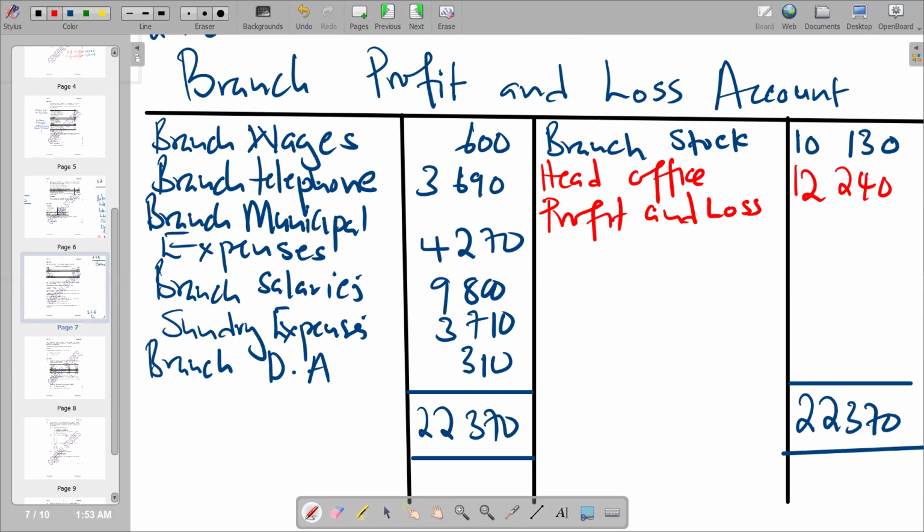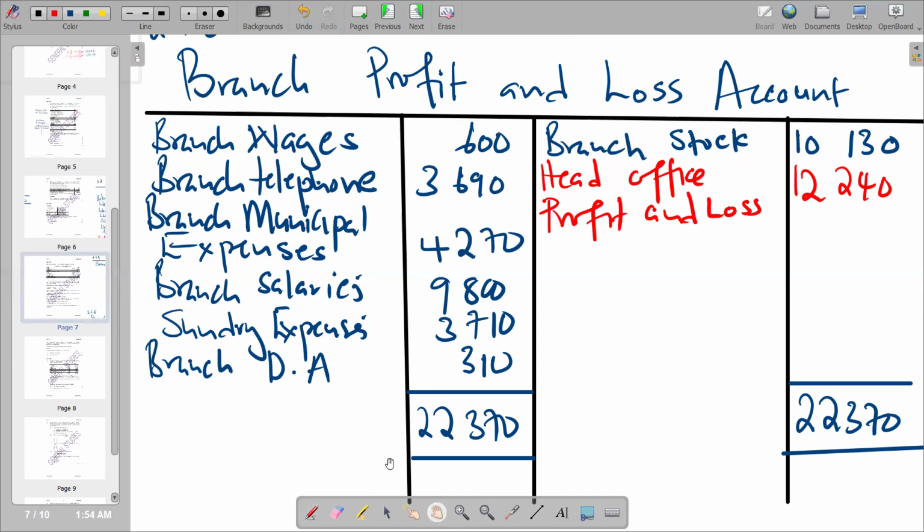Remember, the profit and loss does not have to have a balance CD and BD at the end. So this is what we have. The balancing figure, we have to transfer it again. We transfer it again to head office profit and loss. Sorry, to head office profit and loss. So basically, this is what we have.